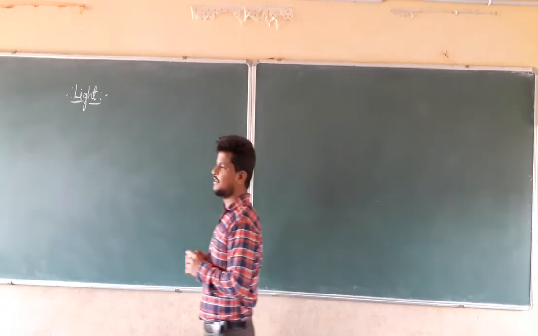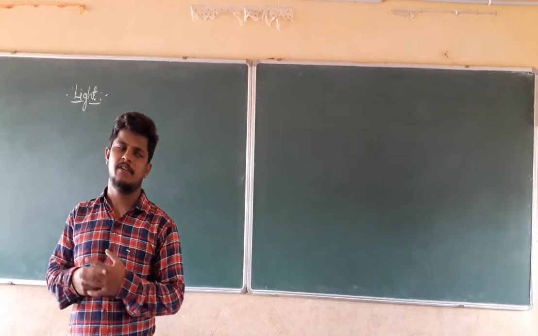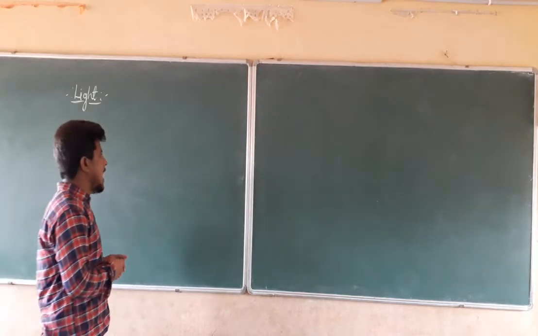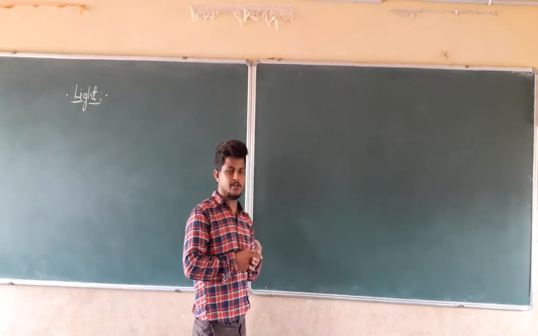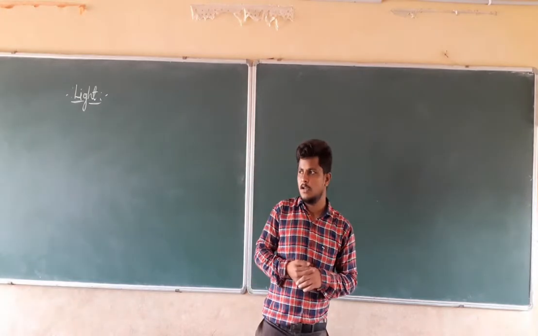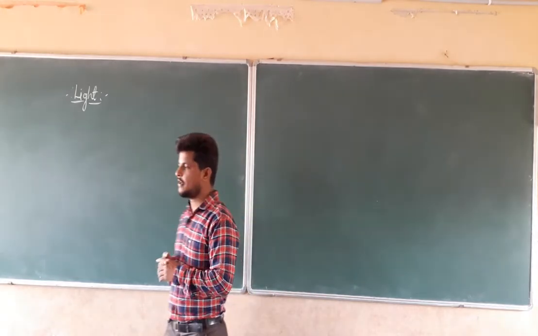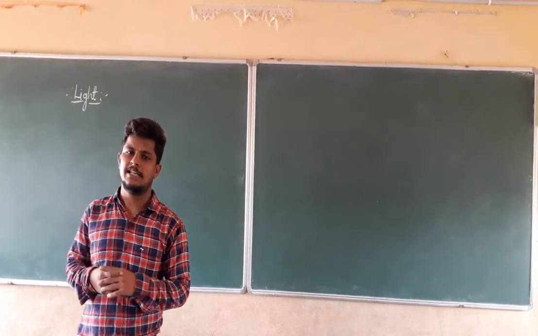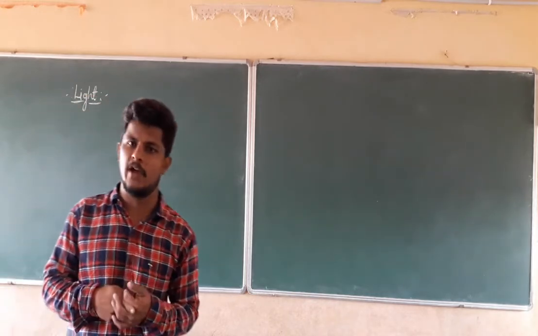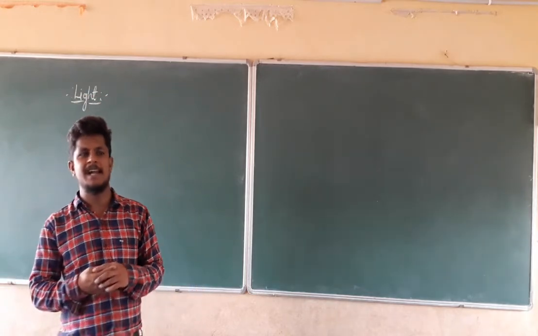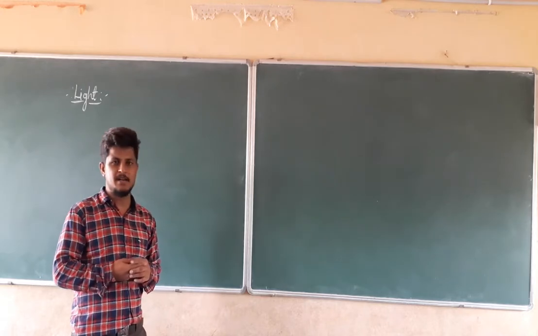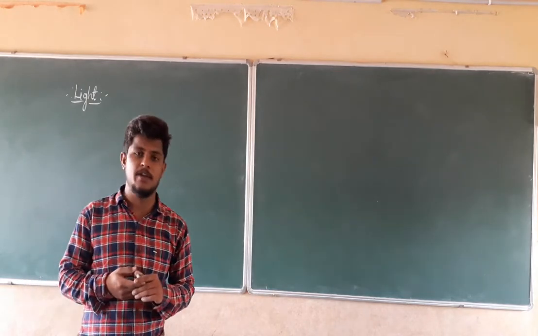In the last class, we started with the refraction topic and we studied the refractive index as well as the laws of refraction. The refractive index is the ratio of the speed of light in vacuum to the speed of light in that medium. That is the absolute refractive index.